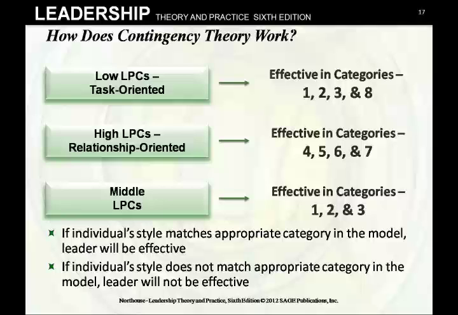And this is designating what low LPC, task-oriented is, and the effective categories. It goes back to the matrix. High LPC, relationship-oriented, those are the effective categories. And so if you go back to the matrix, you can really see these numbers in that matrix. If individual style matches the appropriate category in the model, the leader will be effective according to Fiedler. If individual style does not match the appropriate category in the model, leaders will not be as effective.